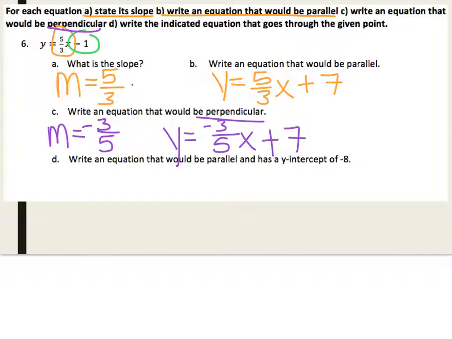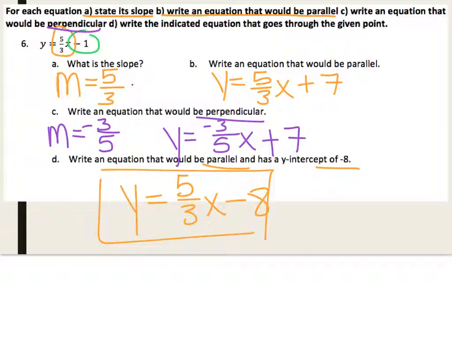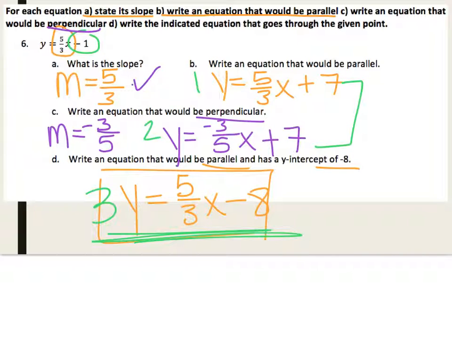And then D asks you to write an equation that would be parallel and has a y-intercept of -8. So that would be y is equal to, if it's parallel, remember the slopes have to be the same, and the y-intercept is specifically going to be -8. So this one you're just identifying the slope and then writing 1, 2, 3 equations. These two you can be creative on. This one should be an exact answer. Everyone should have the same y-intercept.